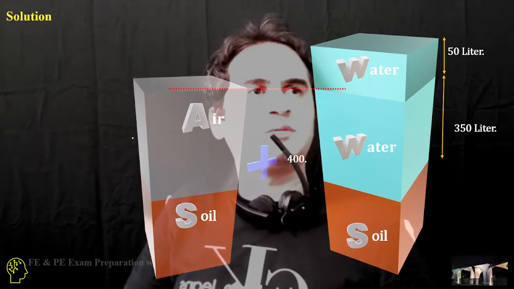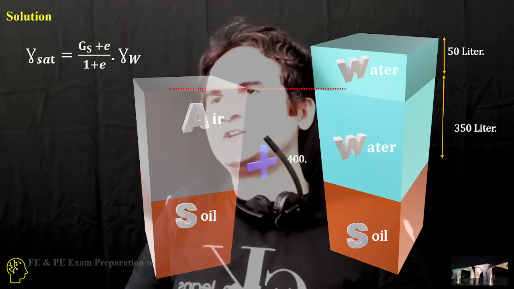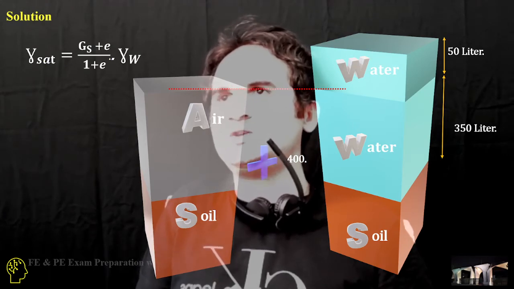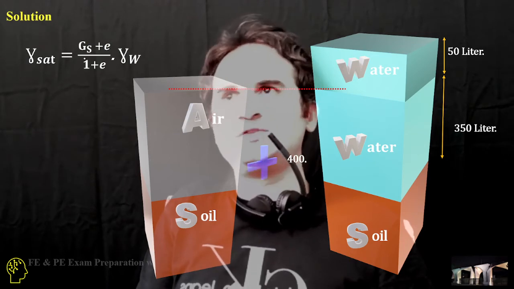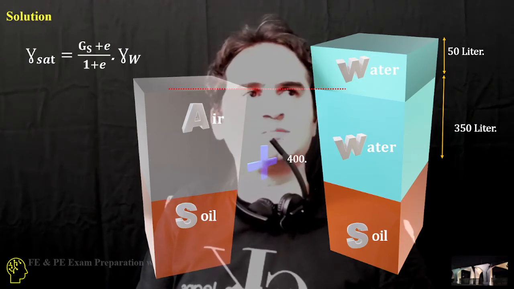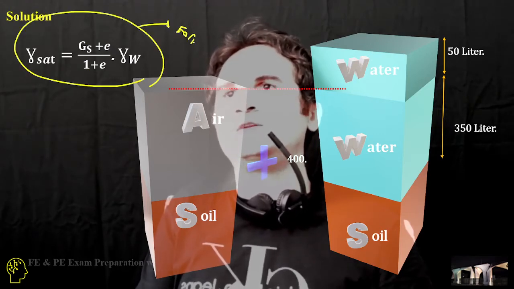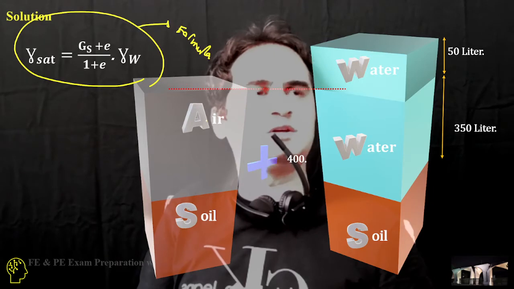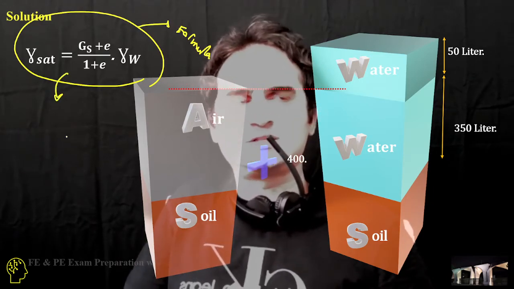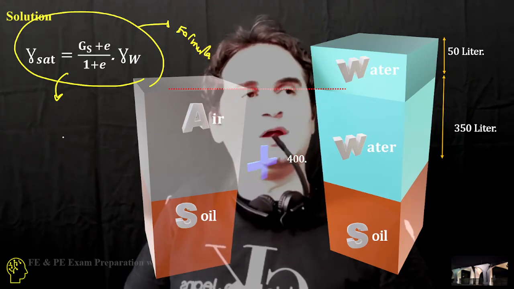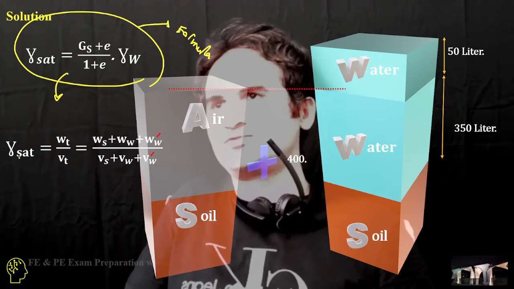If you remember the formula, gamma saturated, or saturated unit weight, is (Gs plus e) over (1 plus e) times the unit weight of water. Specific gravity plus void ratio over 1 plus void ratio, times unit weight of water. And that's the formula. When you are working with the graphical shape, which is a better understanding of the issue, it's recommended to use this formula for gamma saturated.